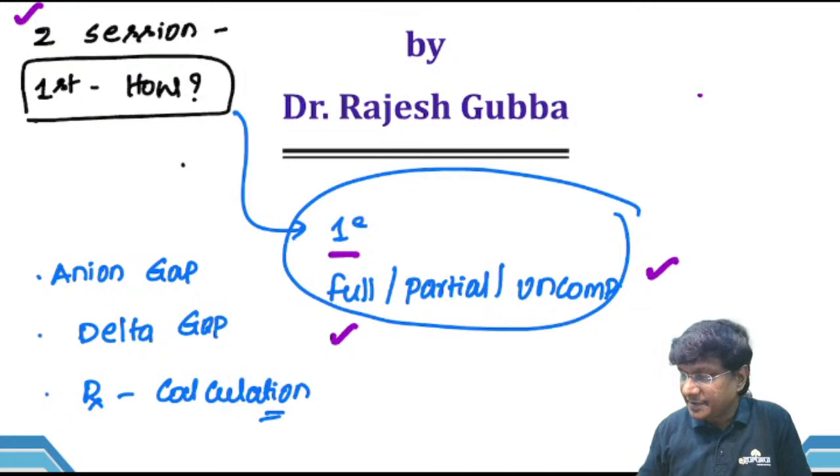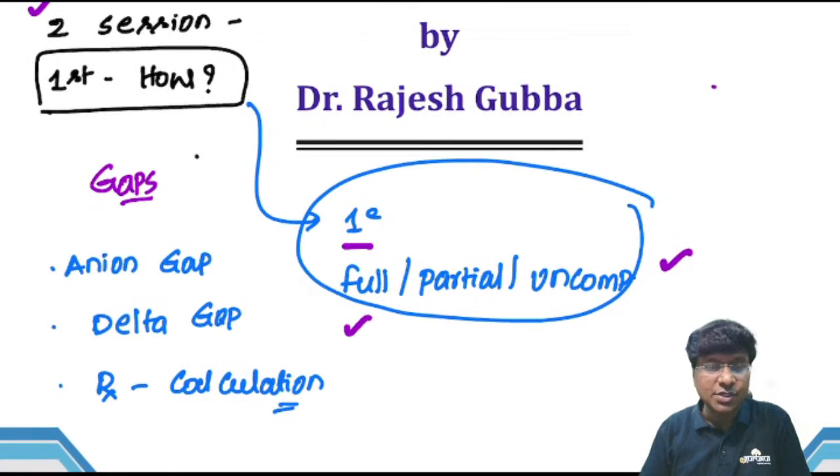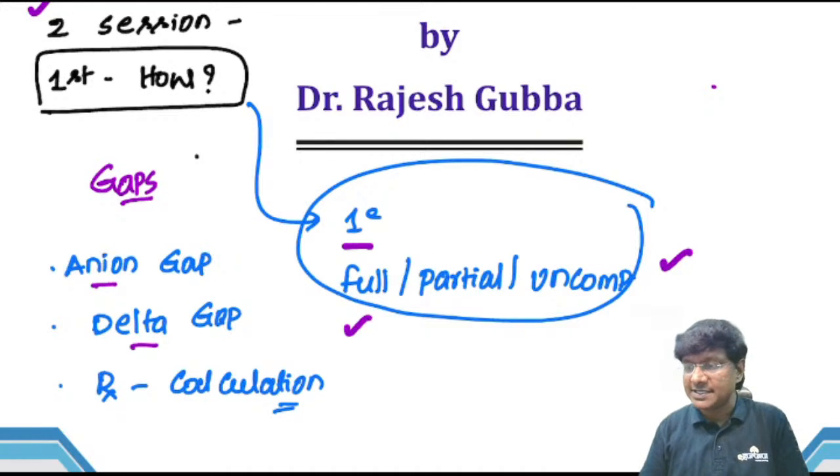Mainly I'll be discussing the gaps. The gaps that I'll be discussing in this particular session are the anion gap, and I will also discuss what is the corrected anion gap. Then we have the delta gap that needs to be discussed, and a few more multiple choice questions on the topic of arterial blood gas analysis.